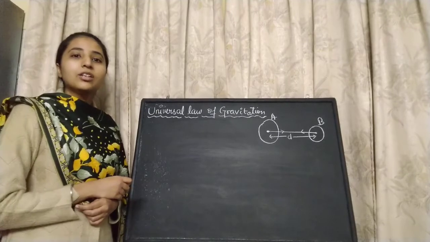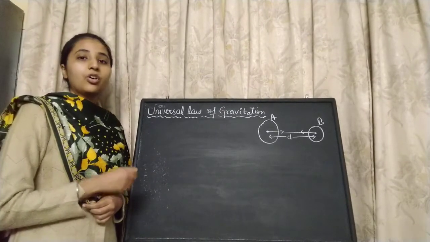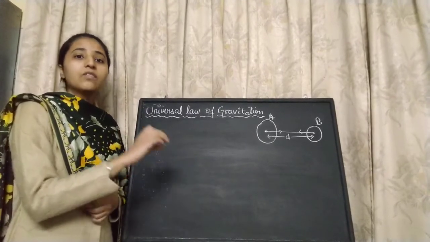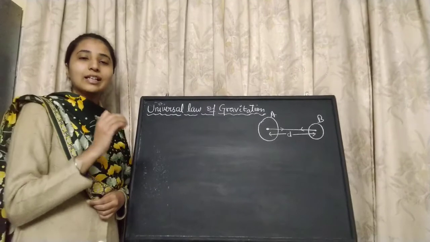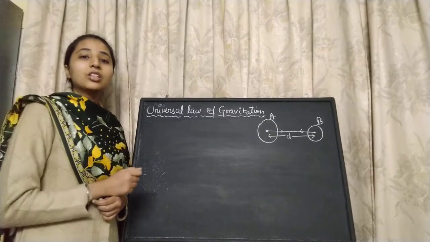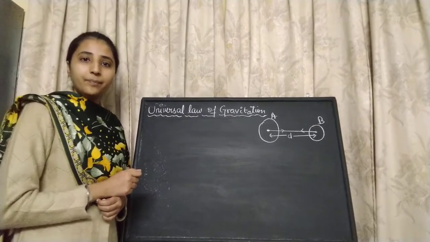The statement of this law is that every object on the earth attracts every other object with a force which is directly proportional to the product of their masses and inversely proportional to the square of the distance between them.